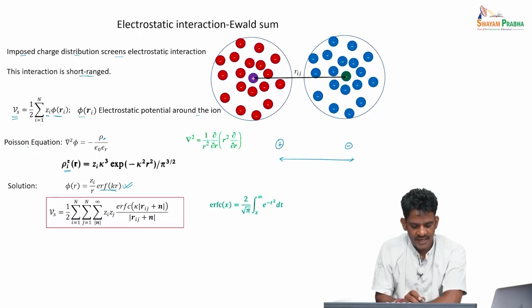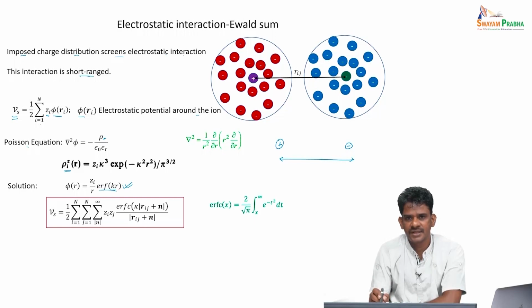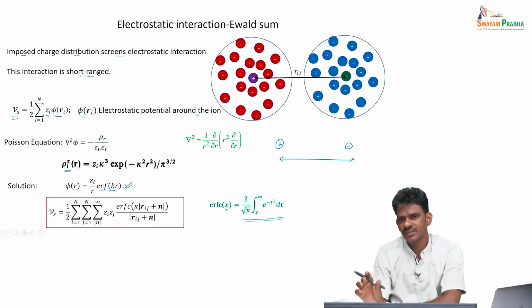So you can see that having this imposed counter ion distribution converts the dependence of potential from 1 by r to 1 by r times the error function, and this error function is given by a Gaussian integral, and it is a function that rapidly decays as x goes to larger values. So this basically tells why I was saying that when you have a counter ion charge distribution, the electrostatic interaction between them is screened.